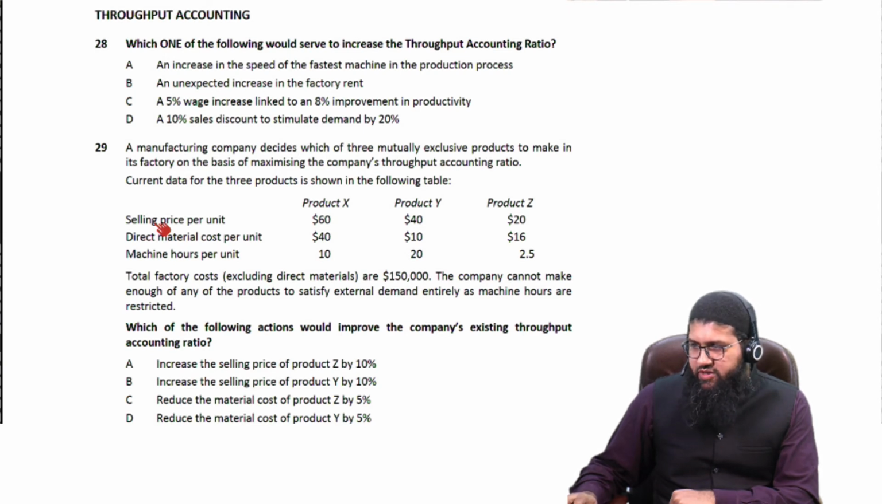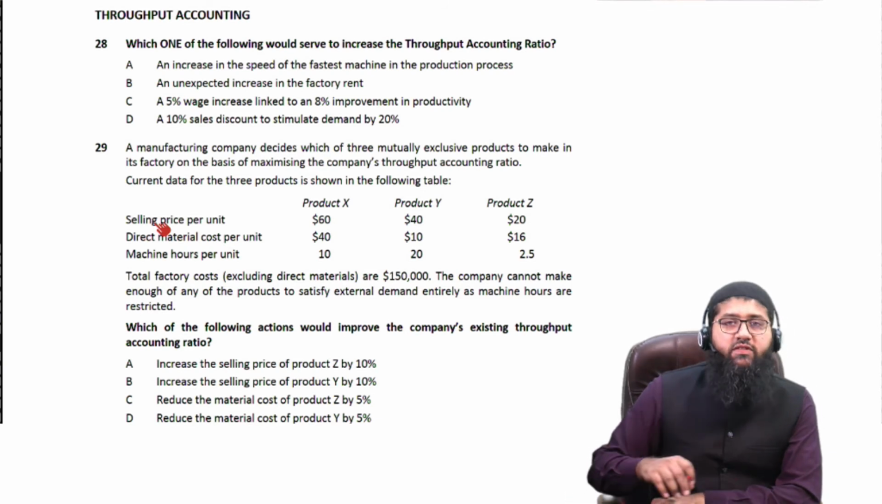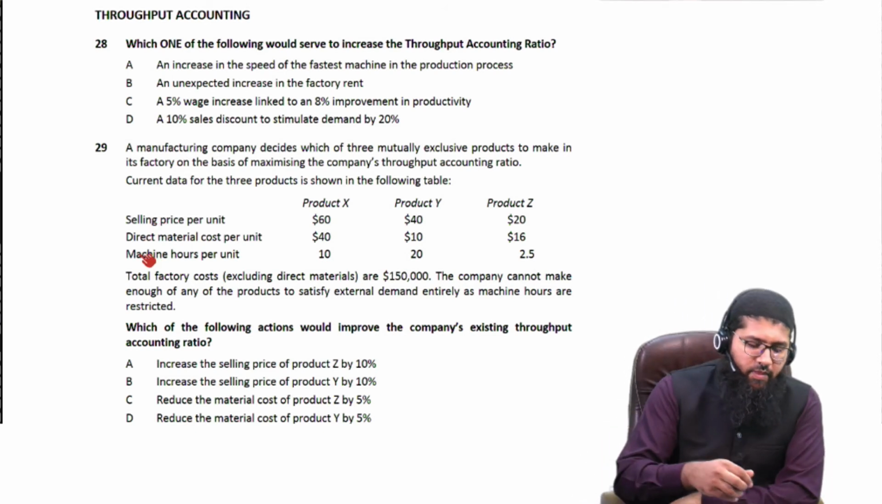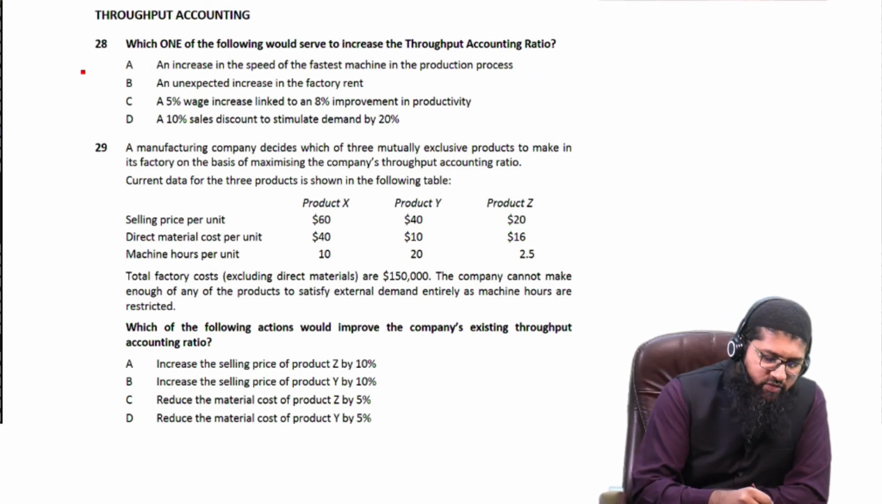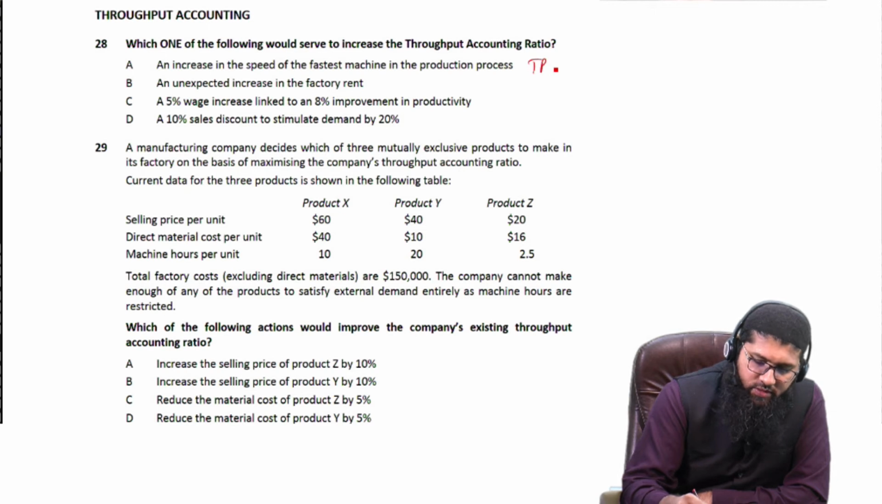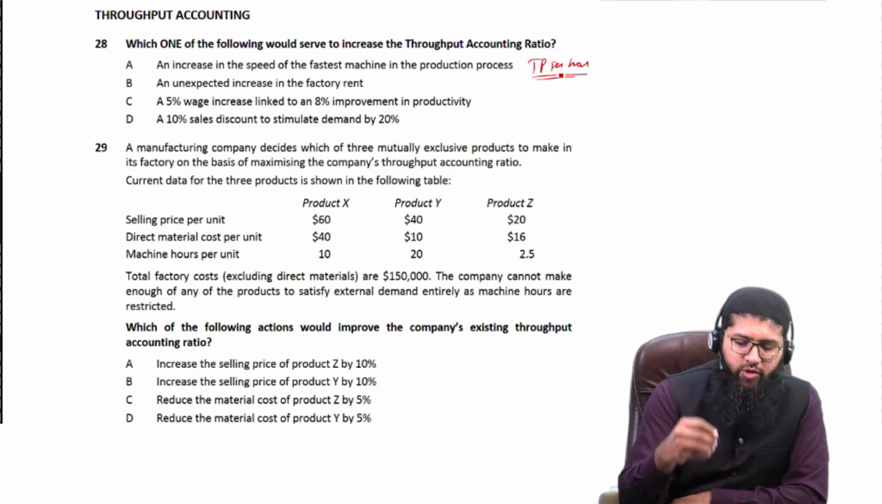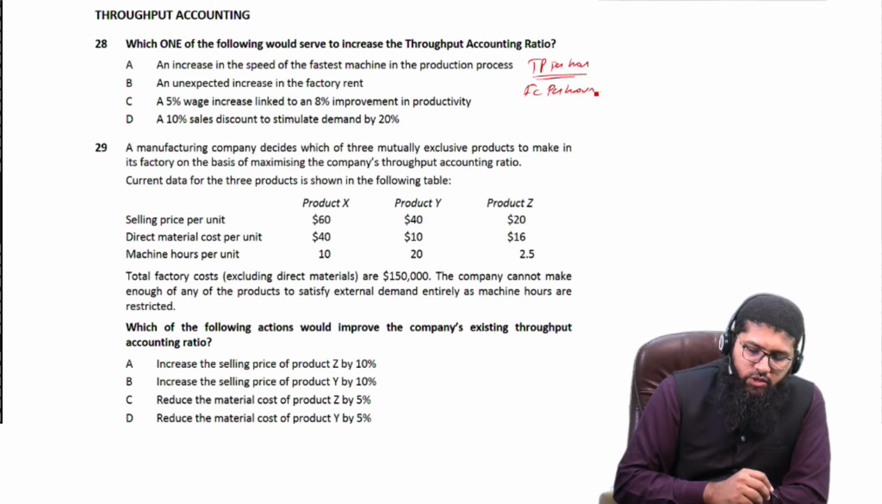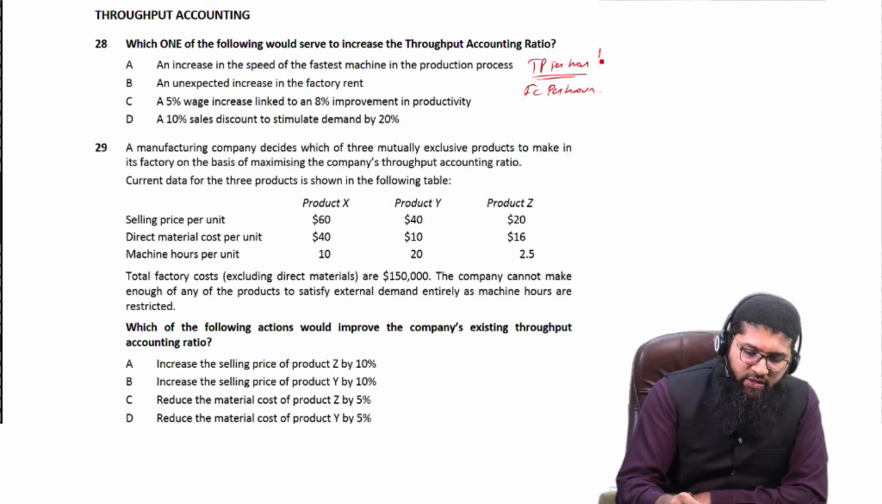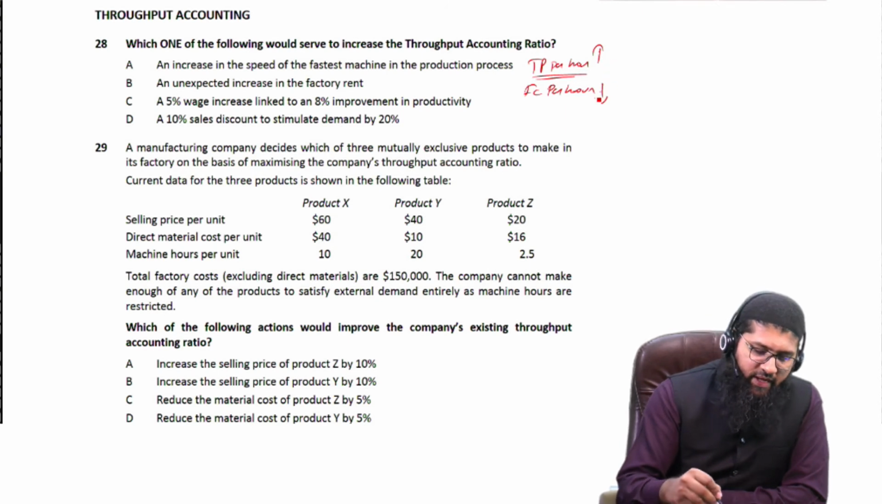So amongst the different questions that are examinable here, the first one says: which one of the following would increase the throughput accounting ratio? You see the formula for the throughput accounting ratio is throughput per hour. It's not necessarily throughput per hour; it could be just throughput also, divided by factory cost per hour. So if you want to increase the ratio, either the numerator has to increase or the denominator has to decrease.